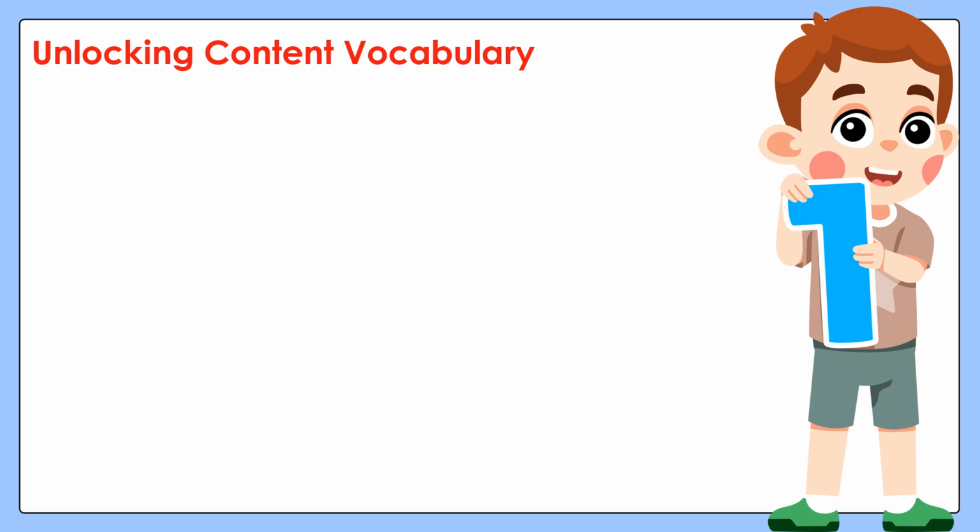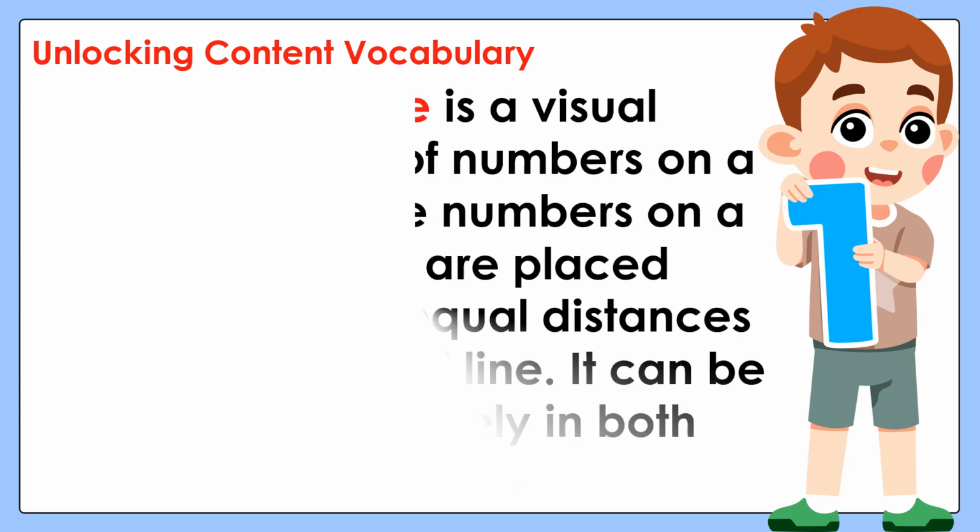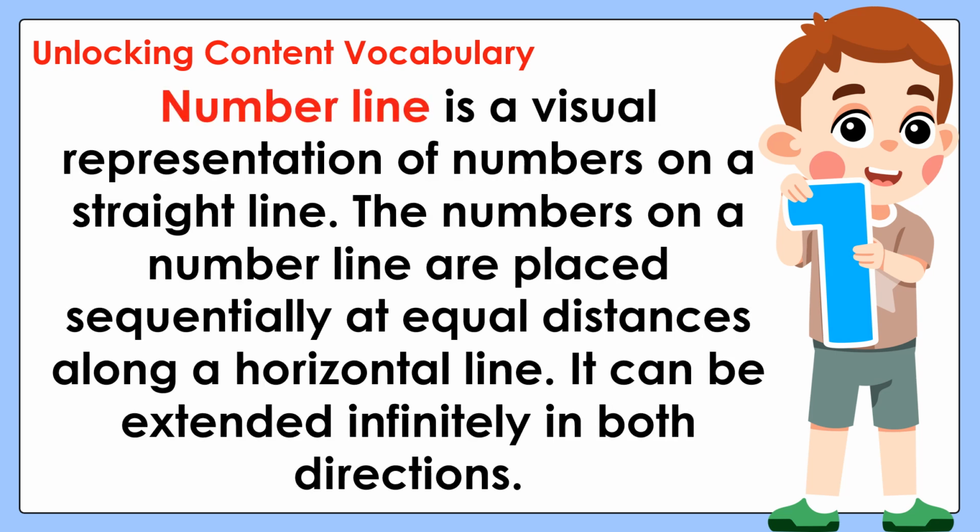Unlocking content vocabulary. What is a number line? A number line is a visual representation of numbers on a straight line. The numbers on a number line are placed sequentially at equal distances along a horizontal line. It can be extended infinitely in both directions.